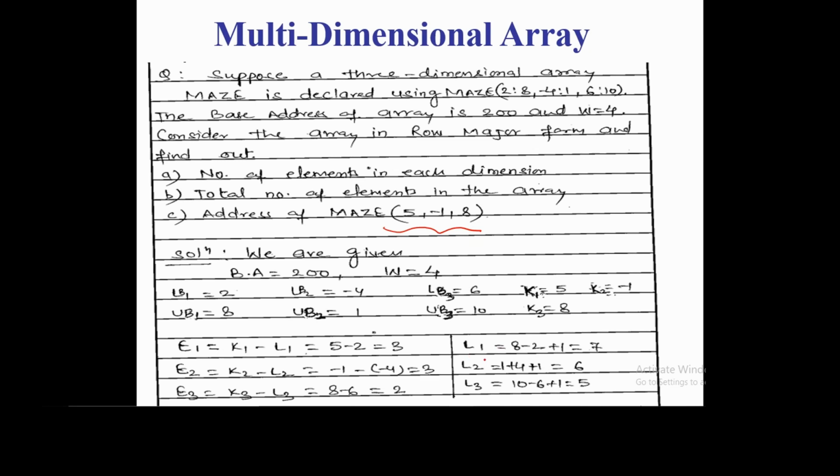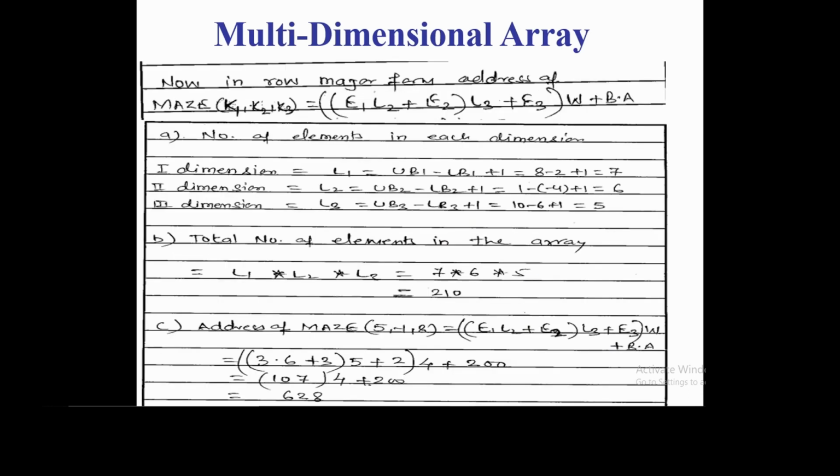So that will be L1 equals 8 minus 2 plus 1, that is upper bound minus lower bound plus 1. Same for this, 1 minus 4 plus 1, and 10 minus 6 plus 1. So it will be 7, 6, 5. And the total number of elements will be 7 multiplied by 6 multiplied by 5. So the number of elements in the first, second and third dimensions are 7, 6, 5.